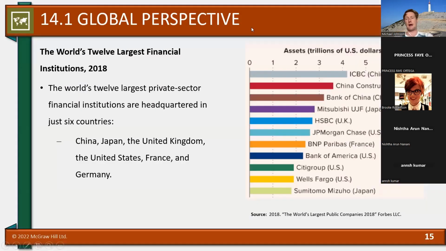So global perspective. The world's 12 largest financial institutions in 2018. The world's 12 largest private sector financial institutions are headquartered in just 6 countries: China, Japan, the United Kingdom, the United States, France, and Germany.